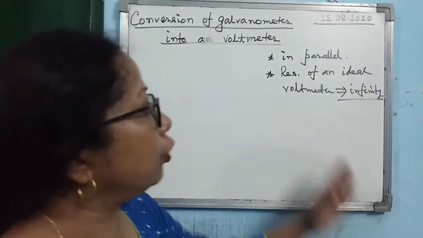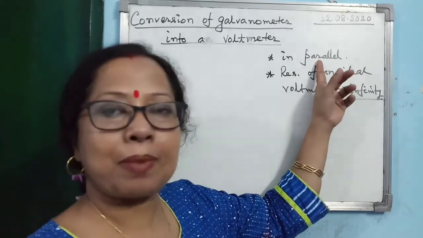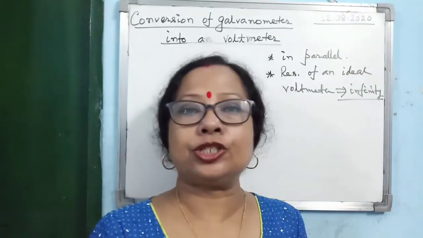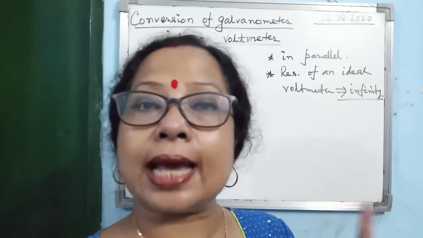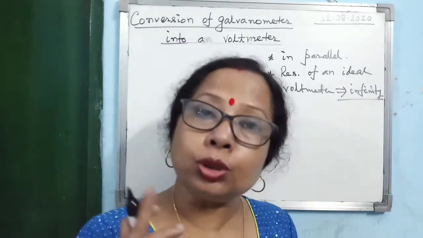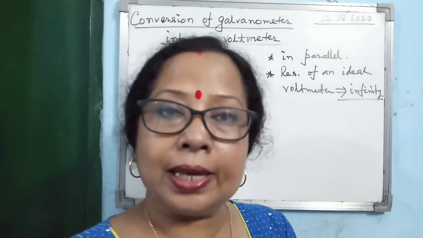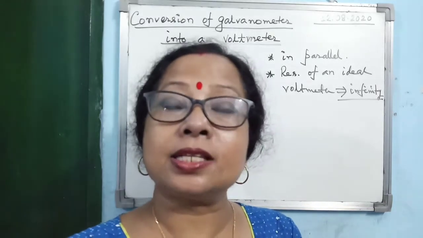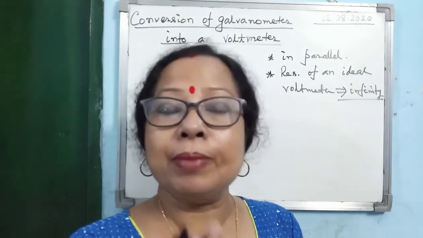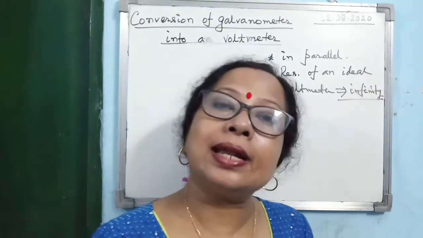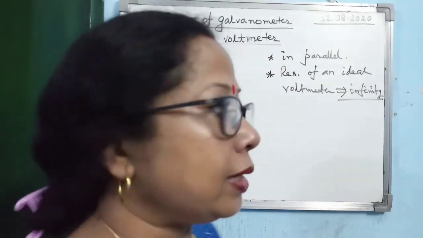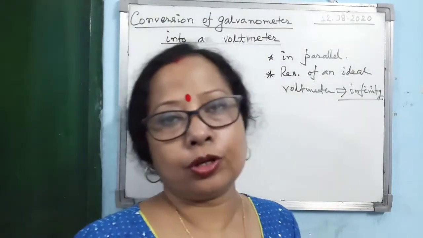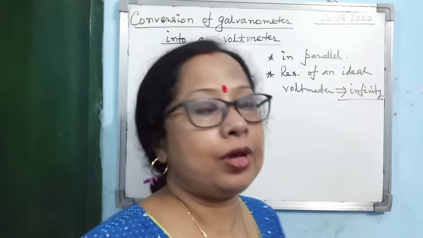But in the case of a voltmeter, as it is connected in parallel and is measuring the potential difference across 2 points, the current through the voltmeter should be minimum. For an ideal voltmeter, zero current should pass through it. What should be the resistance of an ideal voltmeter? The resistance of an ideal voltmeter should be infinity.